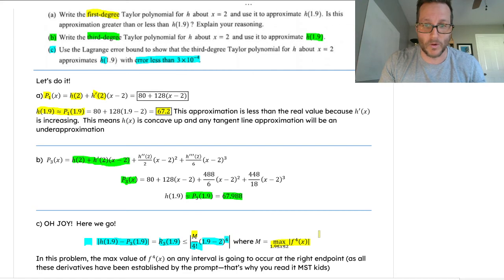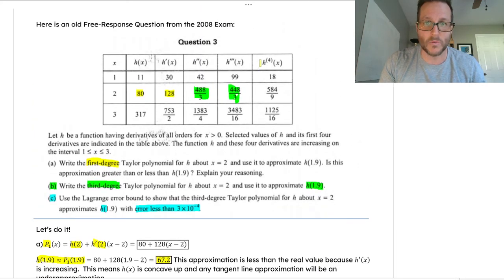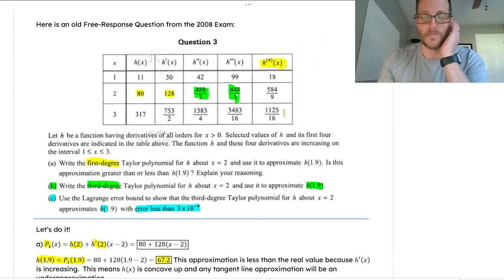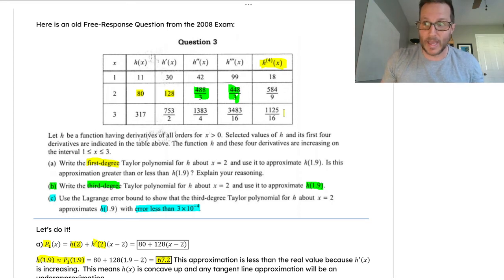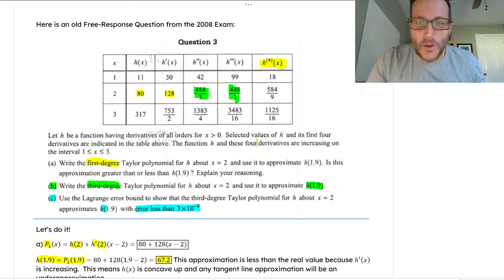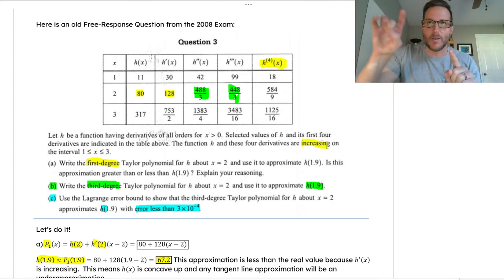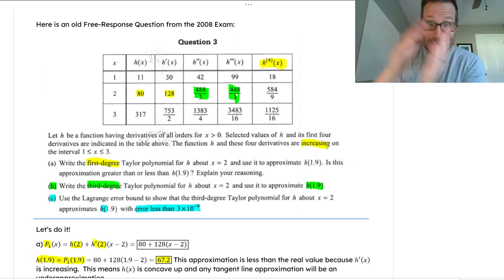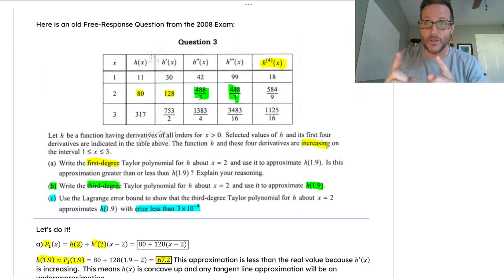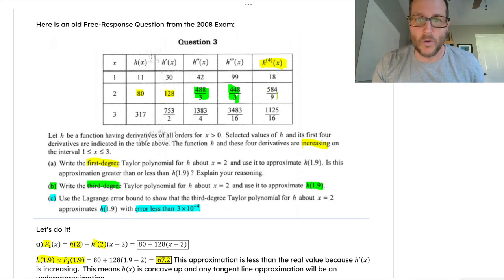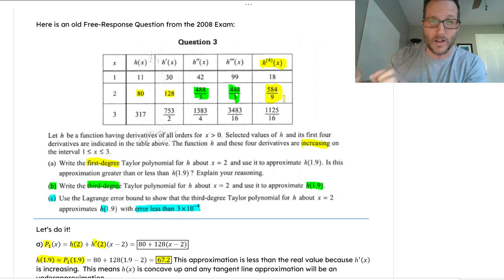So let's go back up to the table. We need to figure out the fourth derivative. Which one of these values am I going to pick? We want to find the biggest value of the fourth derivative function between 1.9 and 2. Wait, it said that all the derivatives are increasing. So where is the maximum value on an increasing curve? At the endpoint. That's right. So the biggest value of that function on the interval 1.9 to 2 is going to happen at 2. So we've got that value, 584 over 9. Take that value, and that becomes the numerator of that error term.